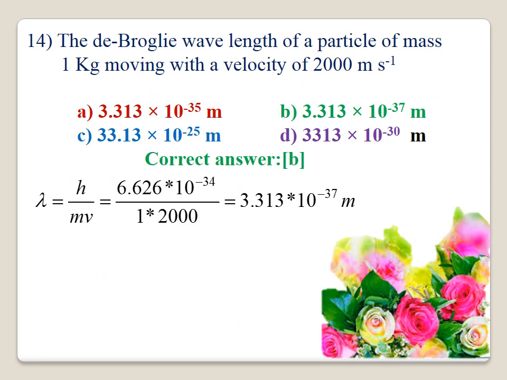Question number 14. The de Broglie wavelength of a particle of mass 1 kilogram moving with a velocity of 2000 meter per second. We know the de Broglie equation, wavelength lambda will be equal to h by mv. m is given, v is given, h is given. You substitute it: 6.626 into 10 to the power minus 34 divided by 1 kilogram into 2000. It comes around 3.313 into 10 to the power minus 37 meter. Option B is correct.